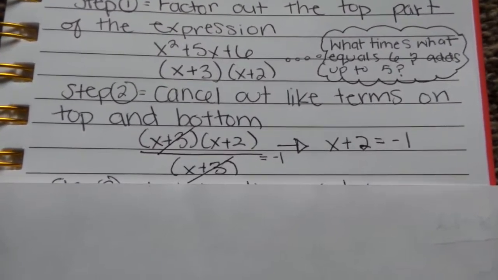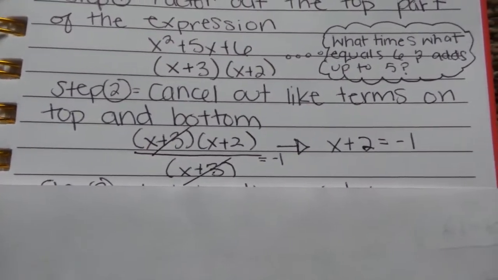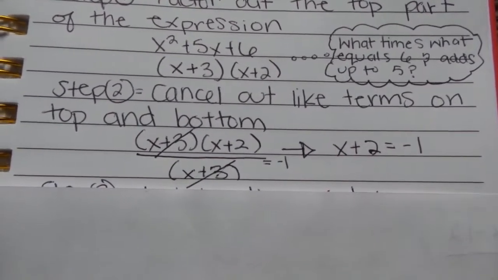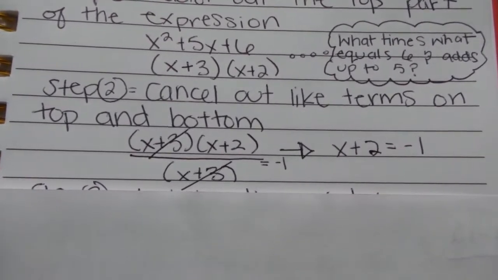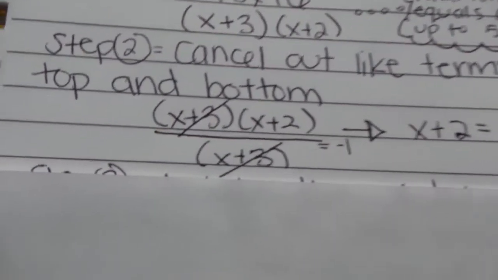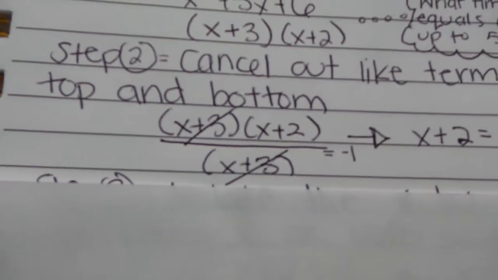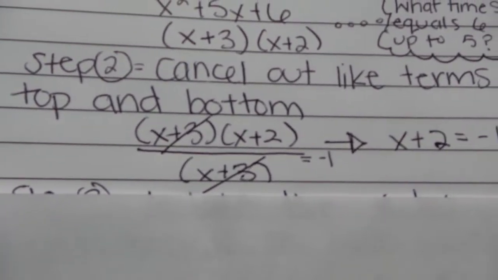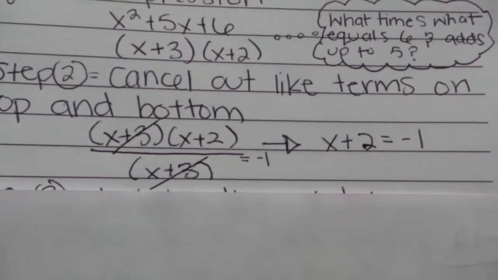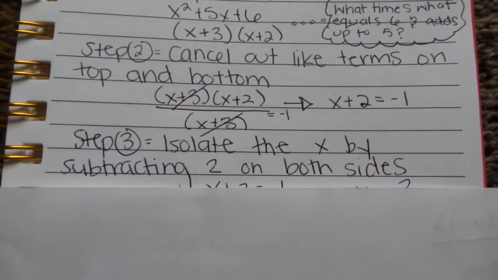On the top, you're going to put x plus 3 with parentheses and x plus 2 with parentheses over x plus 3 equals negative 1. You have x plus 3 on both the top and the bottom, and you are going to cancel those out, and you're going to be left with x plus 2 equals negative 1.